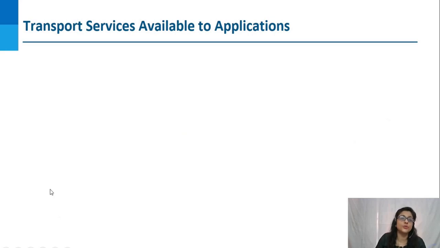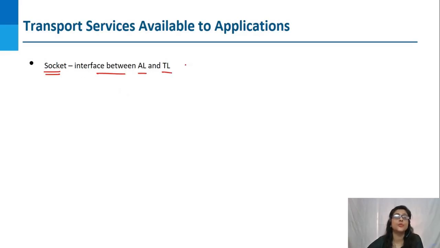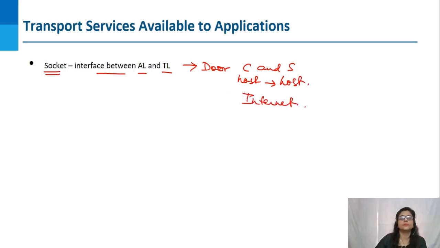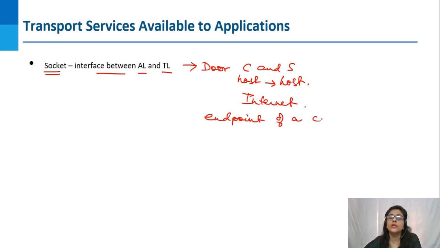Now let us turn our attention to transport services that are available to applications. As we have already discussed, the socket is the interface between the application layer and the transport layer. It is basically a door through which messages are transferred between the client and the server, or from one host to another host through the internet. So it is the one endpoint of a connection. Without the help of a socket, there cannot be any message transfer between the client and the server.